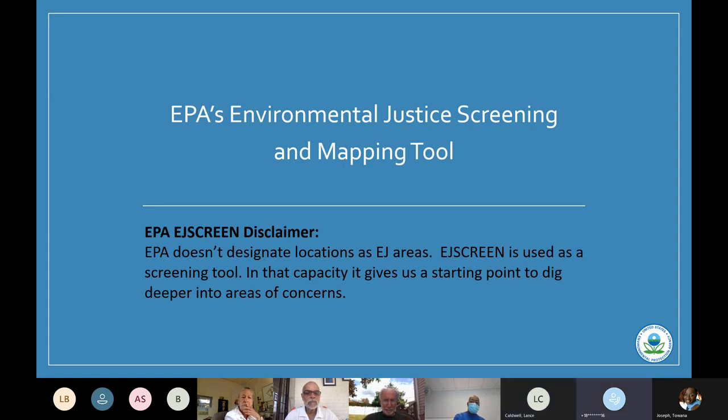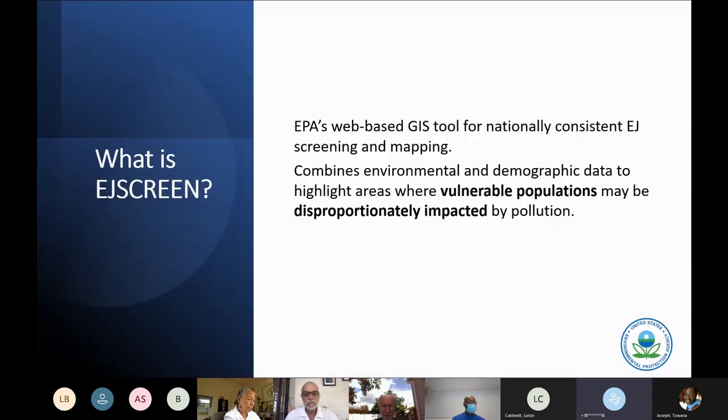So I'll just give this disclaimer. EPA doesn't designate locations as EJ areas. EJSCREEN is used as a screening tool. In that capacity, it gives us a starting point to dig deeper into areas of concern. So what is EJSCREEN? The tool is a web-based GIS tool for nationally consistent EJ screening and mapping. It combines environmental and demographic data to highlight areas where vulnerable populations may be disproportionately impacted by pollution.